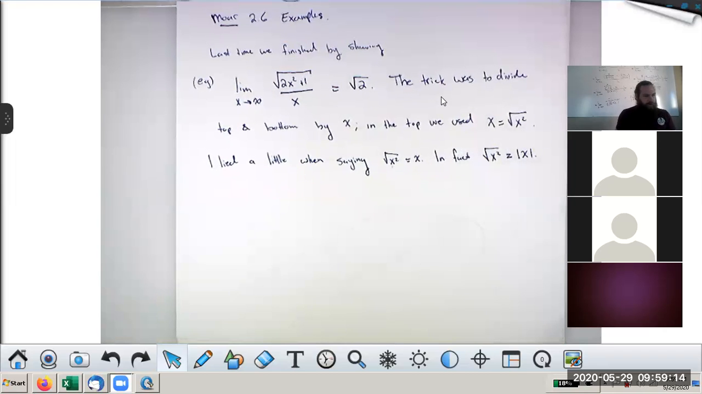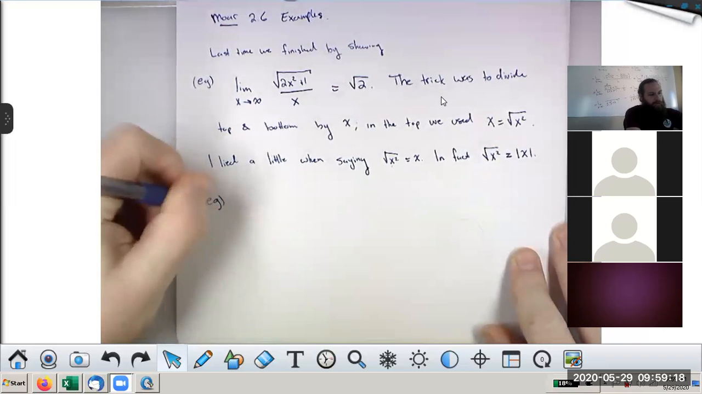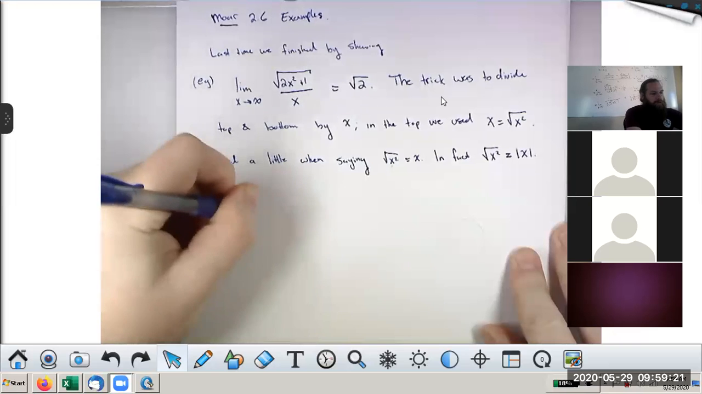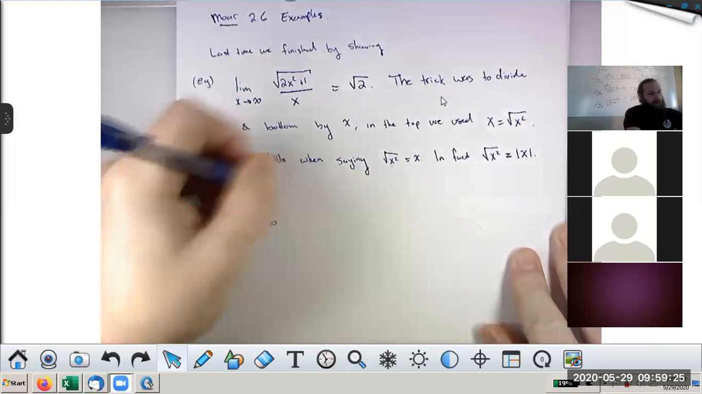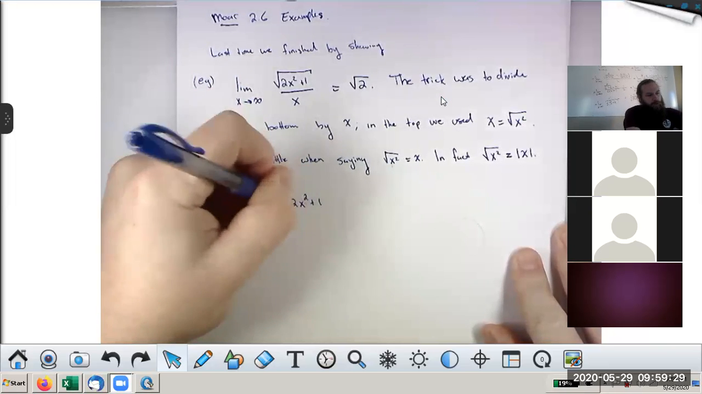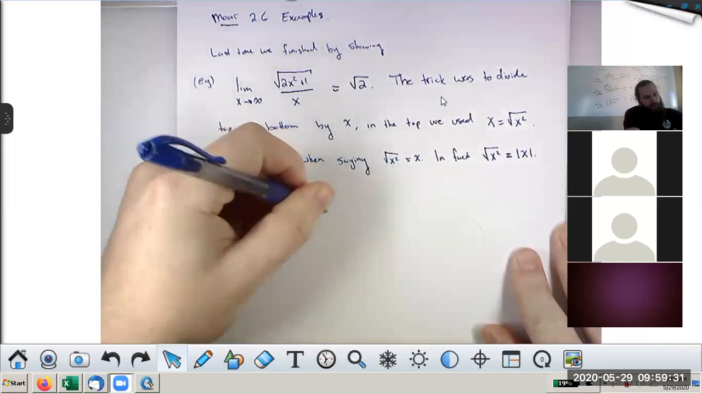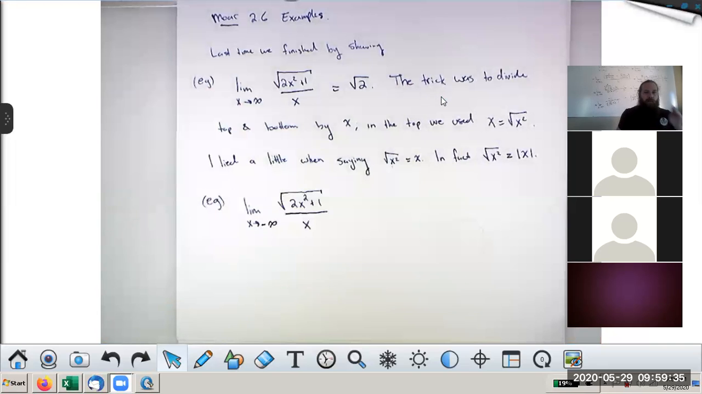However, the next example I want to look at is the limit as x goes to -infinity of this same function, the square root of 2x squared plus 1 over x. And the trick is going to be the same. I want to divide top and bottom by whatever the dominant term is. The dominant term downstairs is still x.